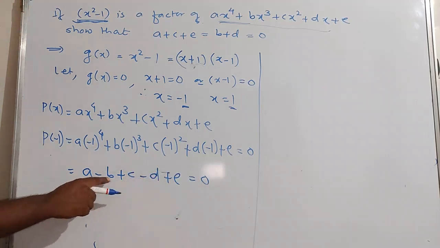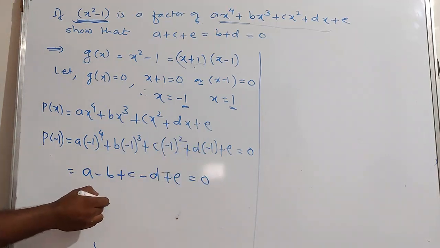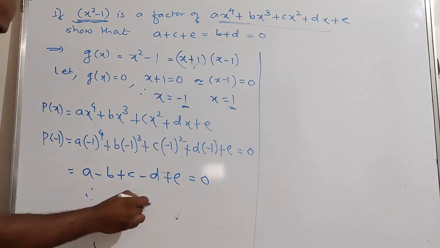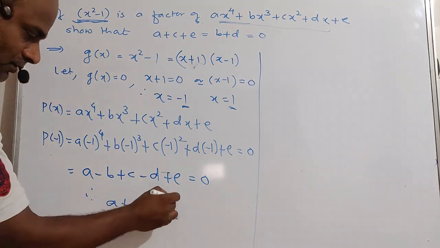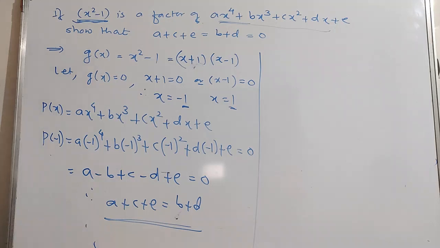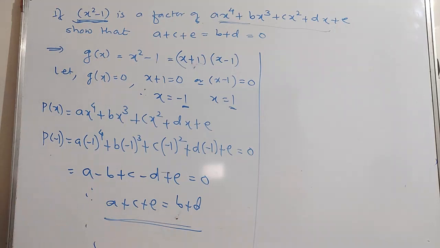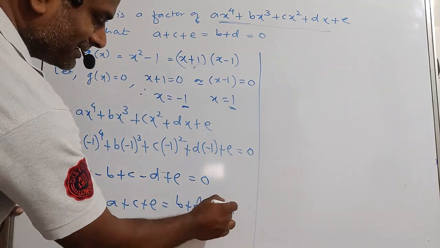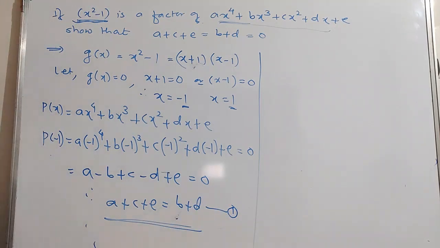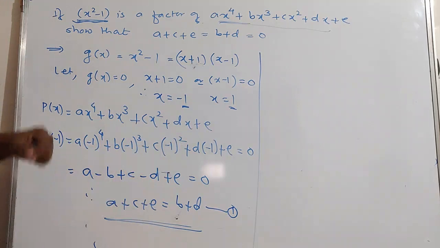And therefore, minus b and minus d will go to that side and become plus. So a plus c plus e is equal to b plus d. So here I get the first statement, that a plus c plus e is equal to b plus d. This is my first statement.